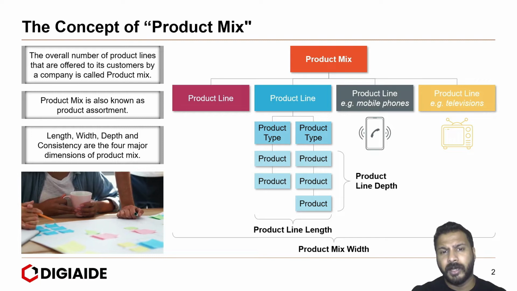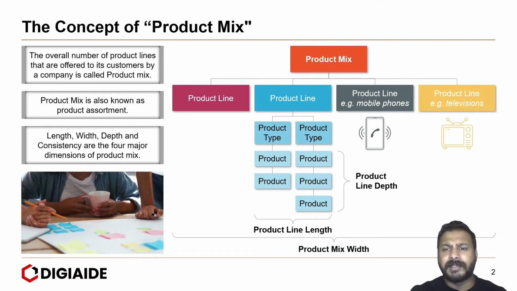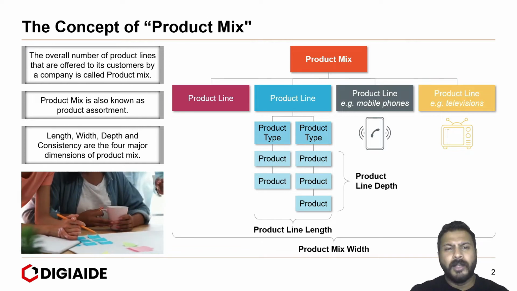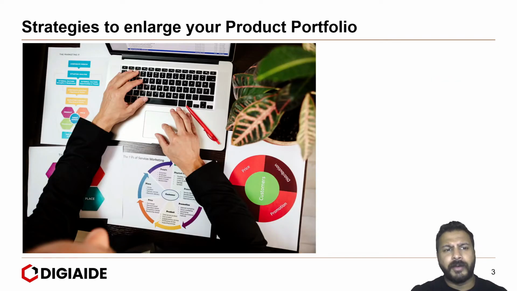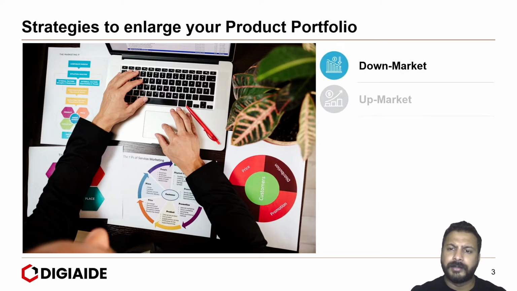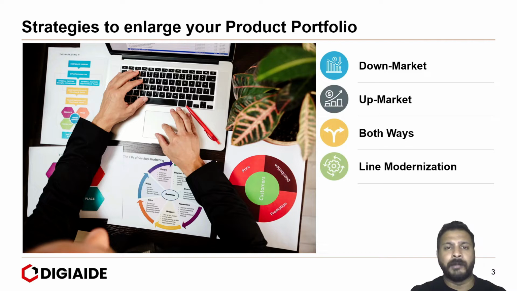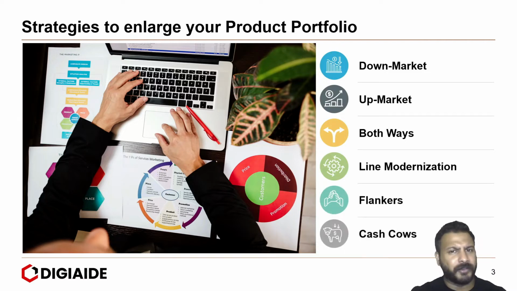As you can see in the figure, our product mix typically entails several product lines, and under each product line, there is a product line depth. Now moving on to the bandwagon of enlarging your product portfolio. Now there are 6 broad strategies. These are the strategy of down market, the strategy of up market, both ways which includes down and up market strategy together, line modernization, the concept of flankers, and finally the concept of cash cow.